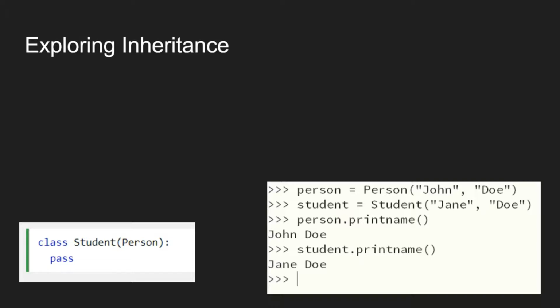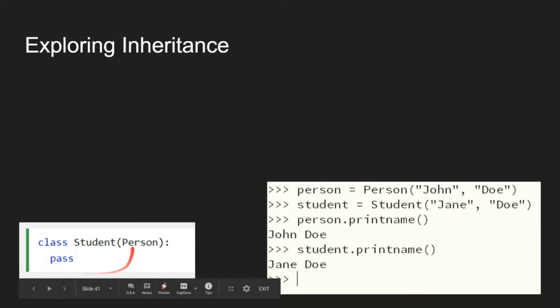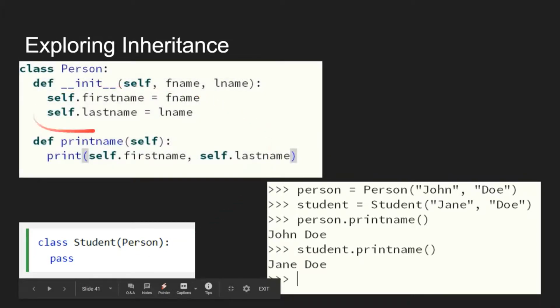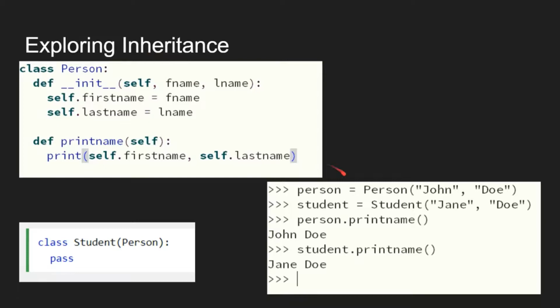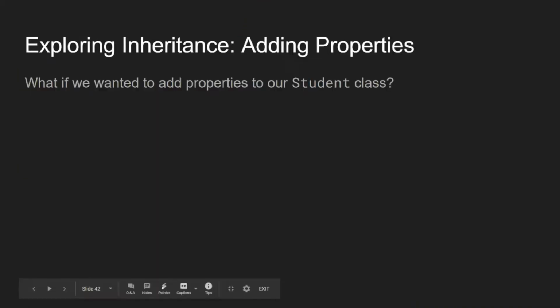And right now we can use it as a person because it's inheriting from Person. You can see on the right here, we can create a person named John Doe and a student named Jane Doe. And already you can see that the constructor is the same, even though we haven't defined a constructor here. It's inheriting the constructor from Person. And when we call the printName function, you see it's identical because it's inheriting the printName function from Person.